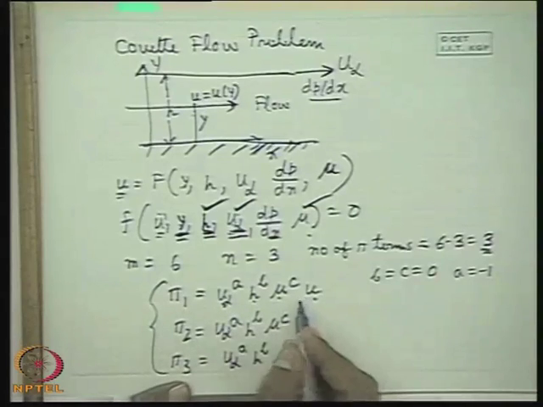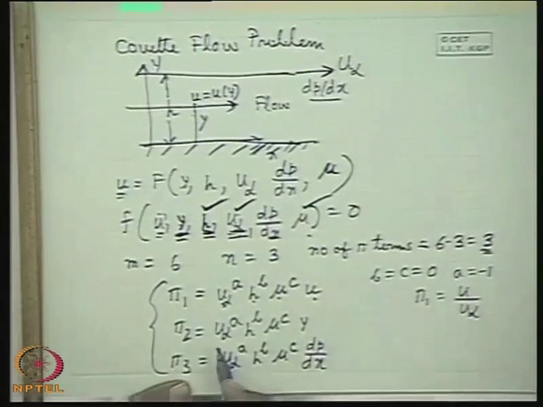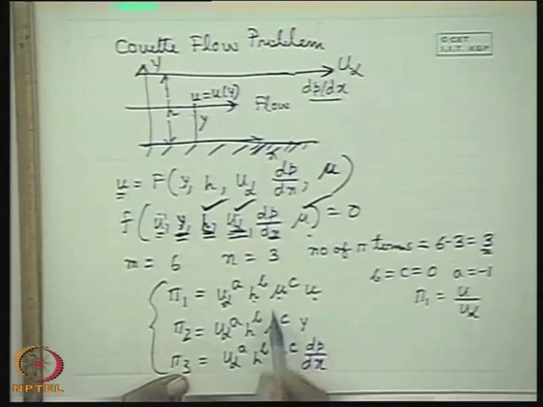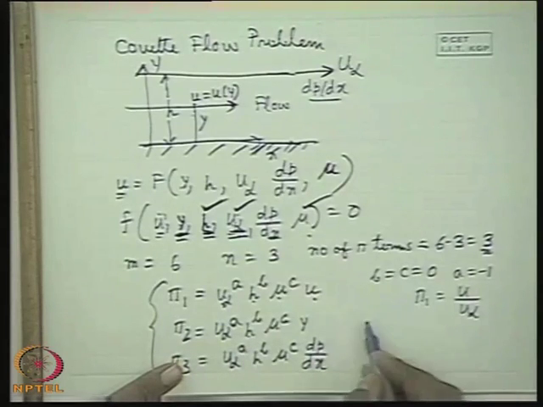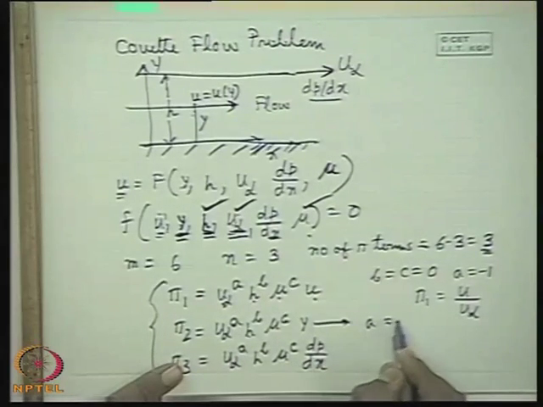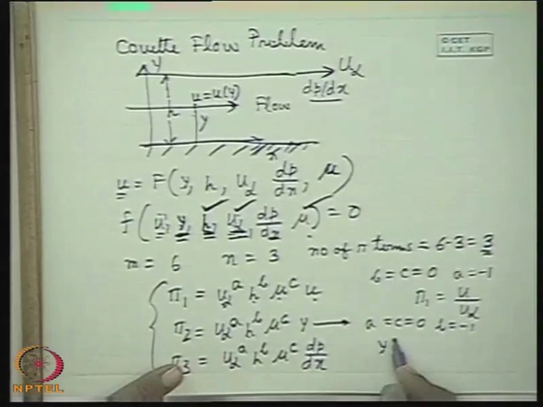From this pi term you will get pi 1 is U by U infinity. Similarly from this pi term, if you work it out, you will get the same thing. If you work it out for the exponents ABC, the values of the exponent ABC by equating with the left hand side m0, L to the power 0, T to the power 0. Here also you will obtain A is equal to C is equal to 0 and B is equal to minus 1. That means Y by H is pi 2.